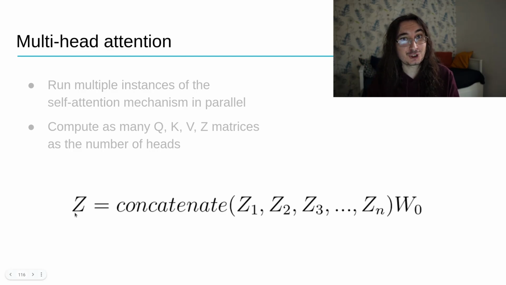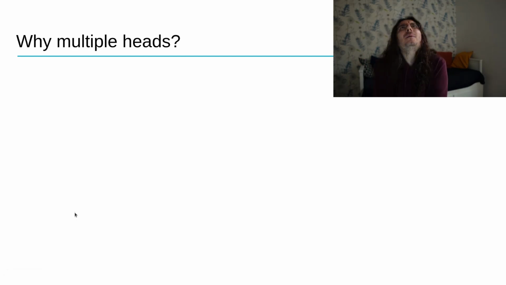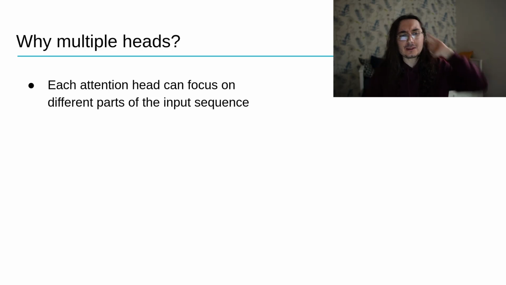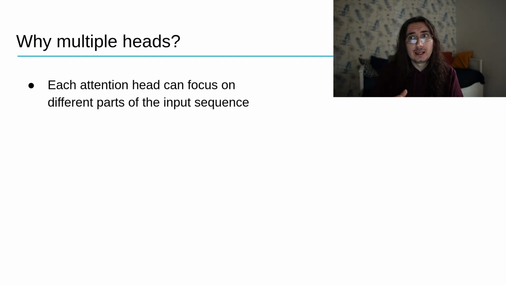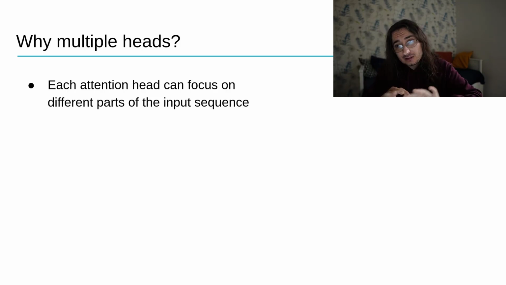Good. I'm sure you may have another question: but why multiple heads? Couldn't we just have a single head per encoder block? Again, you definitely can, but you're missing out if you're not using multiple heads. And the reason is because each attention head can focus on different parts of the input sequence. Perhaps there's a head that focuses mainly on syntax, another one on morphology, and a third one perhaps on semantics. So different heads can have different perspectives, different angles on the same sequence.